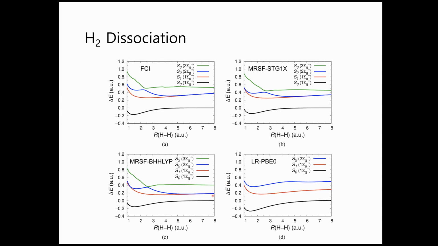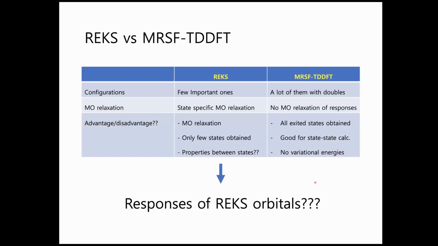It's asymptotically correct. But in linear response, these two states don't approach each other. It's because at this point, the blue has to have a double character, but it doesn't. It only has a single character, so therefore it's not describing the asymptotic region well. Okay, maybe this is almost the end.